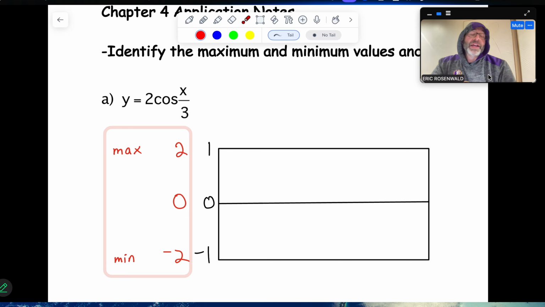Now, the max is the highest point and the minimum is the lowest point, so the max is at 2 and the minimum is at -2. And the middle value, that 0, if I multiply it by 2, doesn't change. Okay?